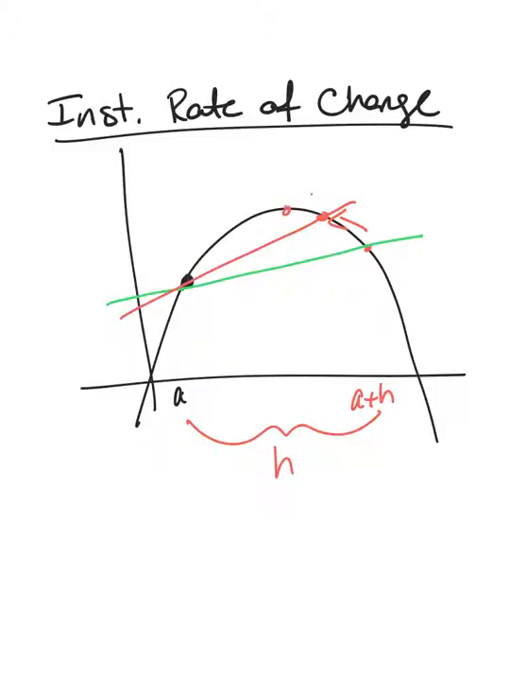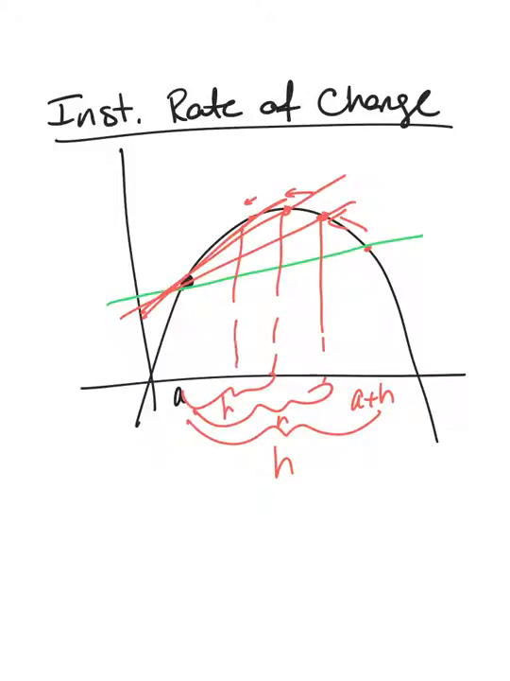Now, what happens when A plus H starts moving closer to A? As A plus H starts getting closer and closer to A, what's happening to H? This distance becomes H. This distance becomes H. Look at all that. The H's are getting smaller and smaller. Eventually, once I'm actually there, my H will eventually equal 0. And this is what they were kind of talking about yesterday with that limiting value.